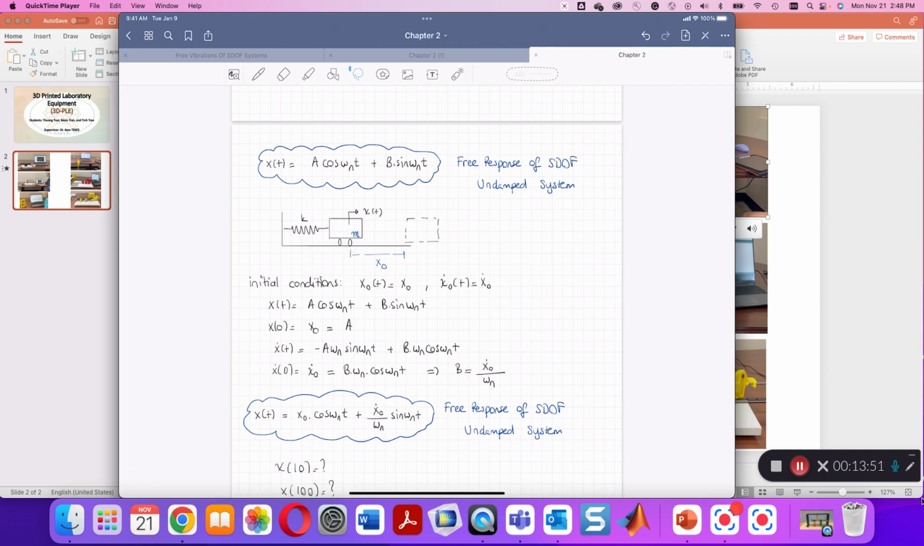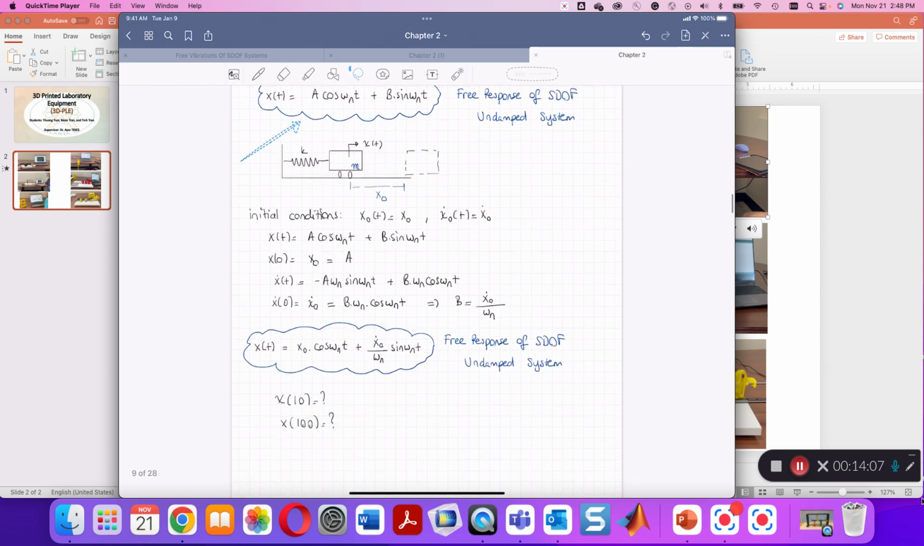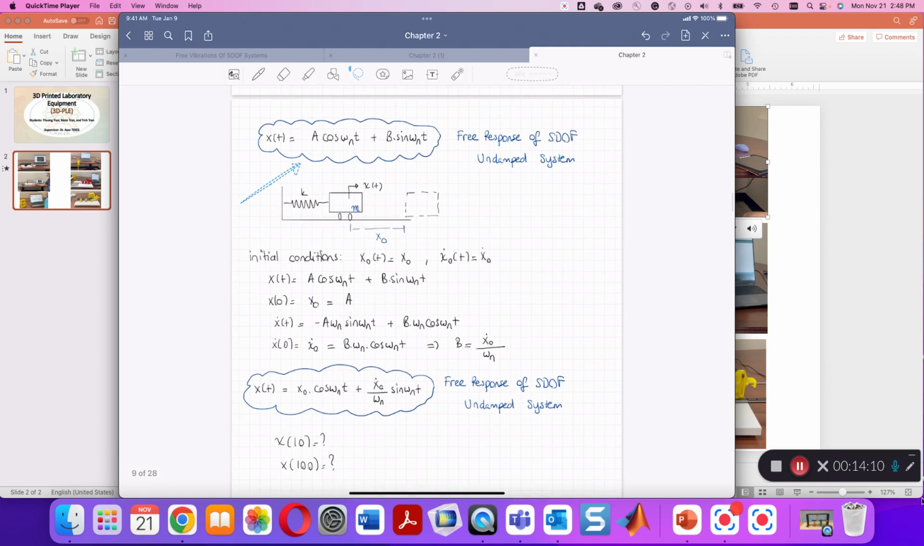You know that you displaced the car to the right by 3 centimeters, 5 centimeters, 1 meter. And maybe you also provided an initial velocity. Initial velocity is, let's say, 3 meters per second. So how do we find the particular solution to this problem? So x of t was equal to a cosine omega n t plus b times sine omega n t, assuming that the initial displacement is equal to x sub 0 and the initial velocity is equal to x dot sub 0.